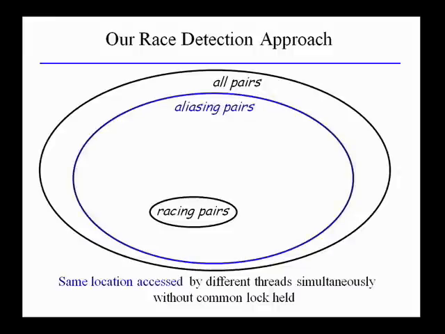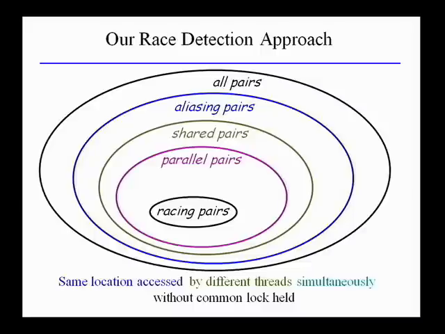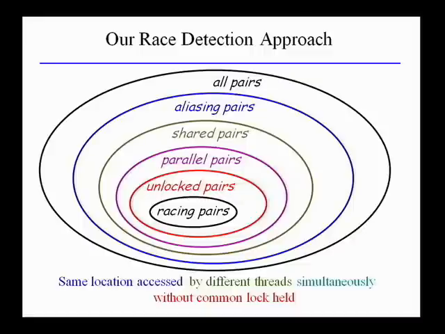Okay. So we're going to do this in a series of phases, corresponding to each of those little pieces I showed you on the previous slide. So we're going to have one analysis that's going to figure out what the set of aliasing pairs is, using the alias analysis. And then the things that could be shared across threads. And then things that could actually execute simultaneously, call those the parallel pairs. And finally, analysis of the locks to find out what locks guard which locations. We call that the unlocked pairs.